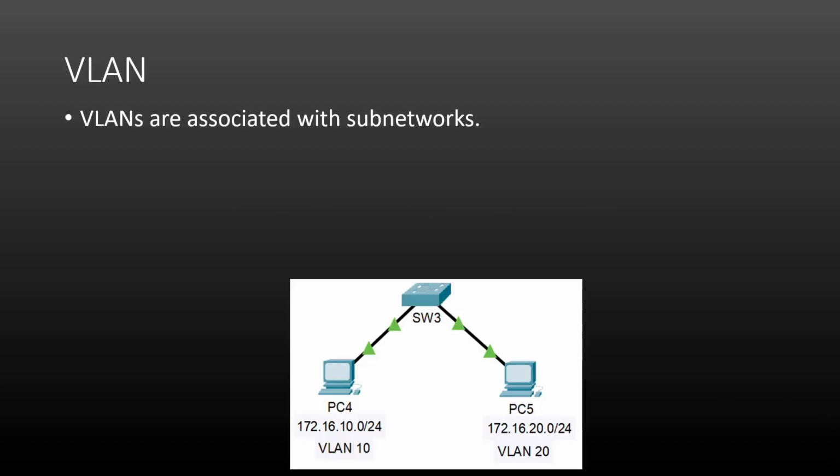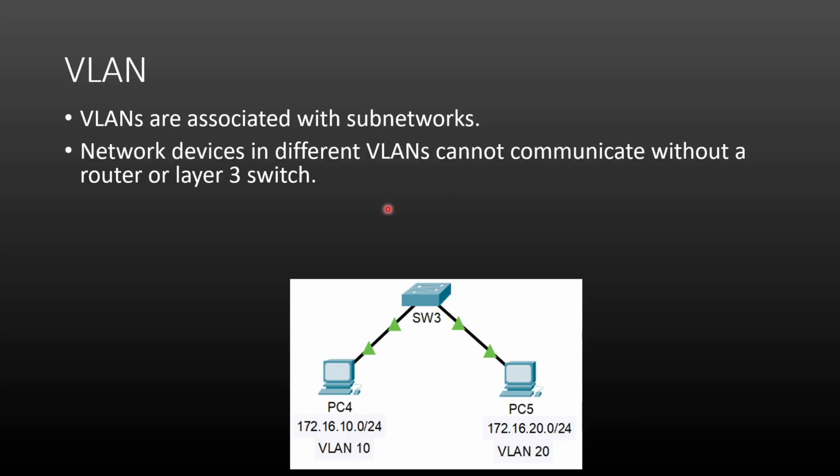VLANs are associated with subnetworks, like VLAN 10 is associated with subnet 172.16.10.0/24. So PCs in this VLAN will get IP addresses from this subnet. And VLAN 20 is associated with 172.16.20.0/24.